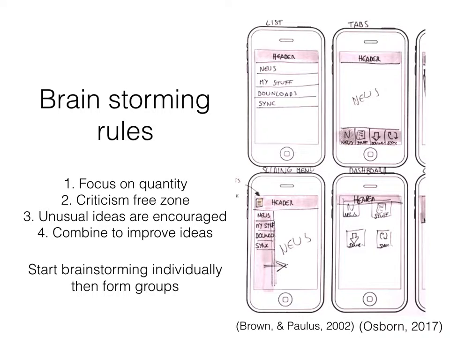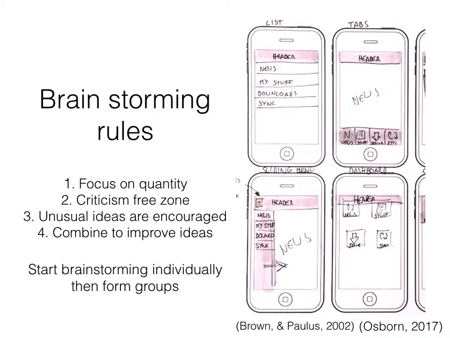So number 1 is focus on quantity. We want to encourage everyone to create as many concepts as they can, because the more concepts that you make, the greater chance of producing a radical solution. Number 2, criticism-free zone. Criticism crushes creativity. So you want to encourage everyone to be supportive of everyone's ideas.